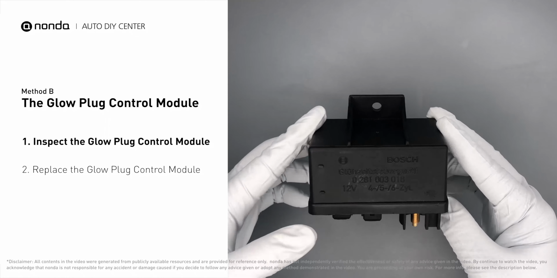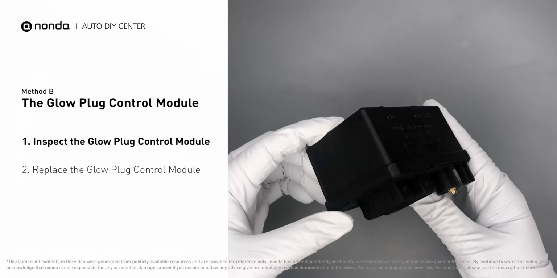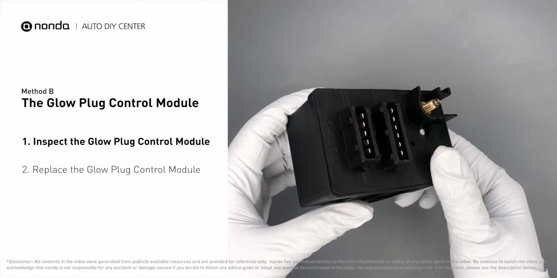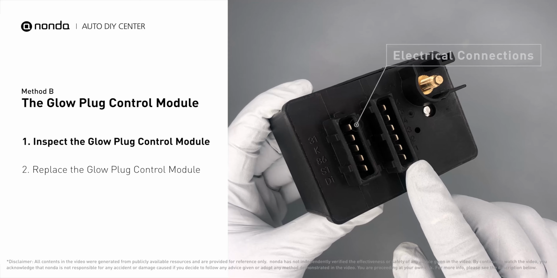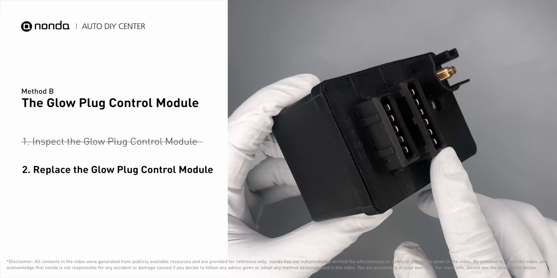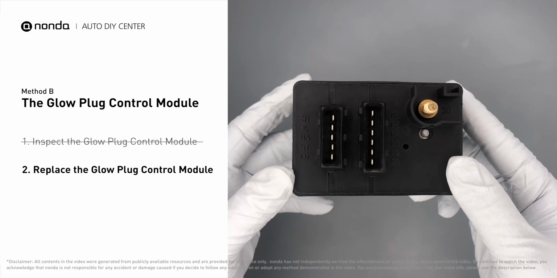Visually inspect the module to make sure it hasn't been contaminated by a leak from another engine component. Check the glow plug control module itself and its electrical connections for any damages. If the damages are found, then replace the glow plug control module.